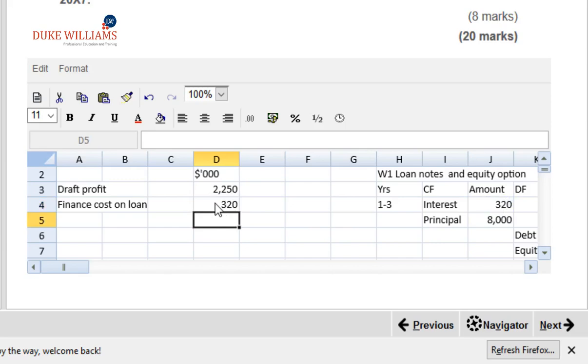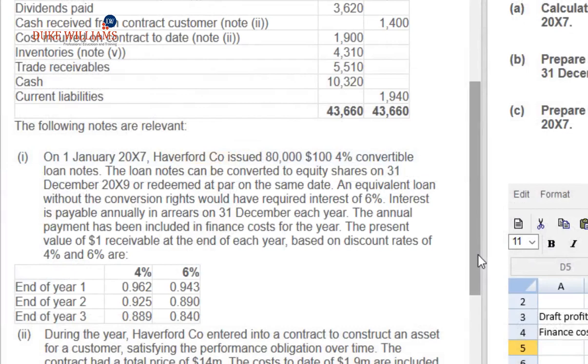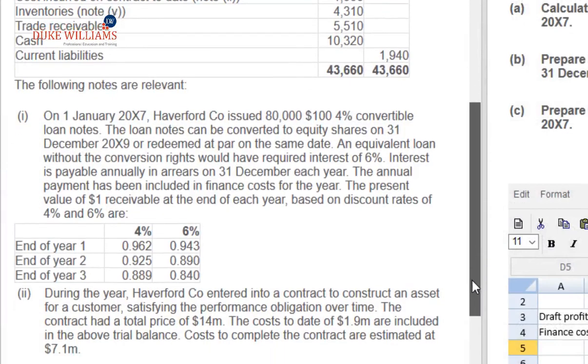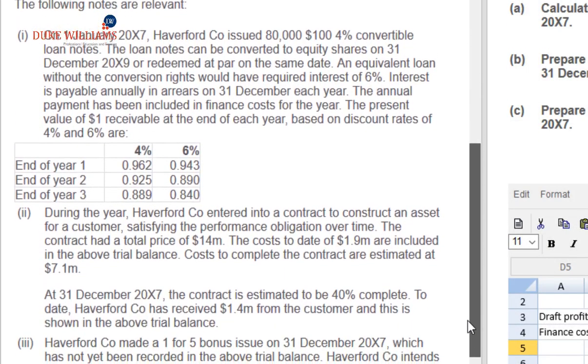Don't forget that the finance cost should be deducted from the draft profit. So I'll just put my cursor on the cell and negate it, so I can have it in brackets. Yes, simple. Okay, that should be it. So we have dealt with all the items under workings 1. Let's proceed to workings 2, which will be our note 2.